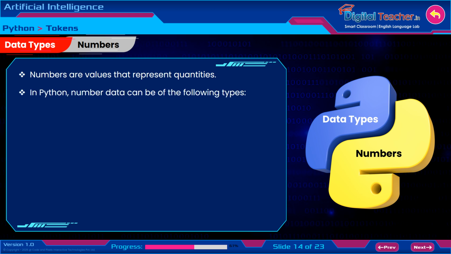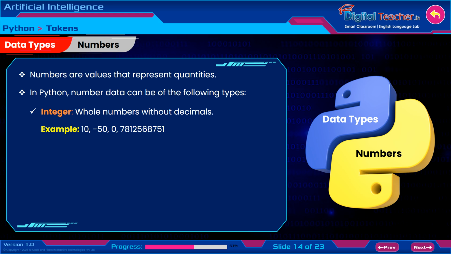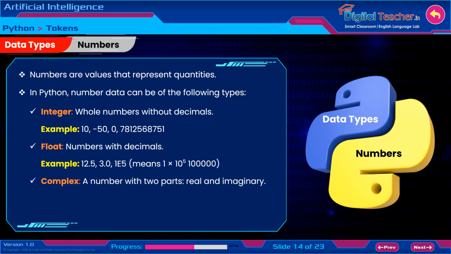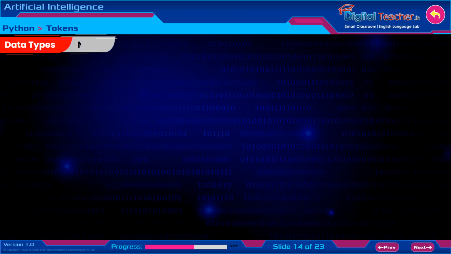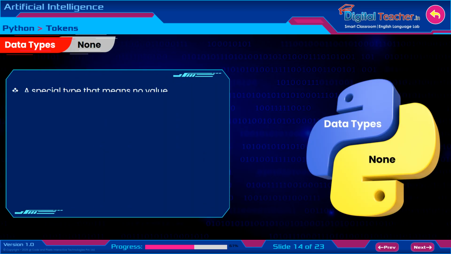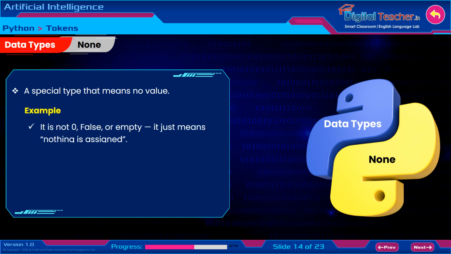In Python, number data can be of the following types. Integer: whole numbers without decimals. Example. Float: numbers with decimals. Example. Complex: a number with two parts, real and imaginary. Example. None: a special type that means no value. Example. It is not zero, false, or empty, it just means nothing is assigned.